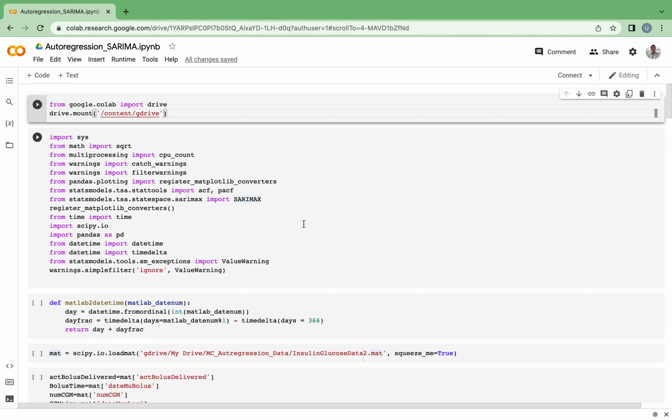Hello. So this is the implementation of a meal detection algorithm using CGM and bolus data with the help of the SARIMA model. SARIMA is nothing but an extension of ARIMA and stands for Seasonal Autoregressive Integrated Moving Average. And this basically explicitly supports time series data with a seasonal component.